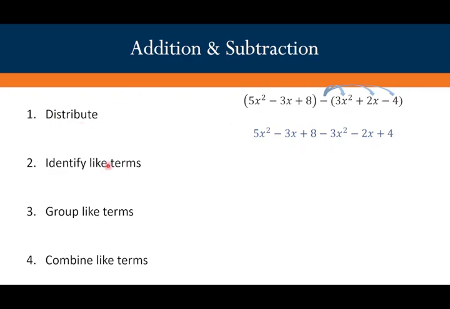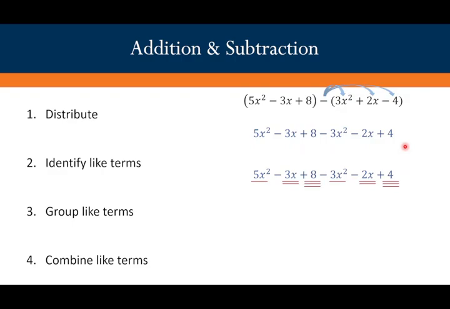So first thing is distribute, and now that we've gotten rid of the parentheses essentially, by the way, these parentheses on the front, there's a positive one here, and we distributed that. So the parentheses just go away. Like terms, so there's a 5x squared and a minus 3x squared, which are like terms. They have x's and they have squareds. And this negative 3x and this negative 2x are like terms, and these just numbers 8 and 4 are like terms.